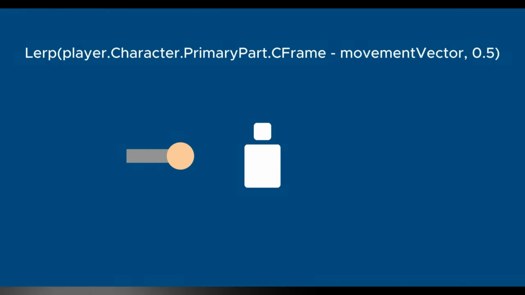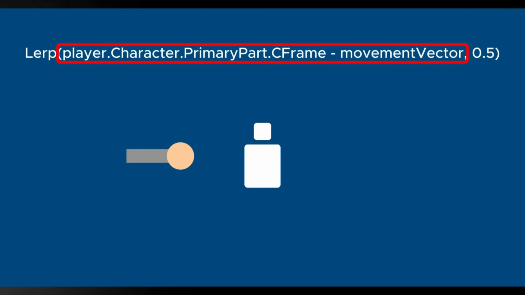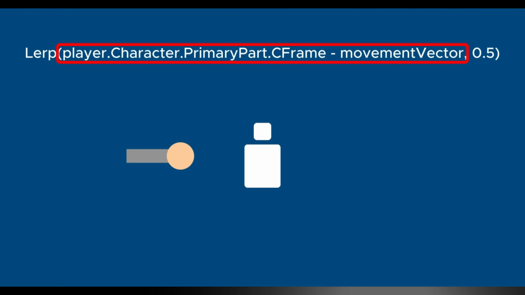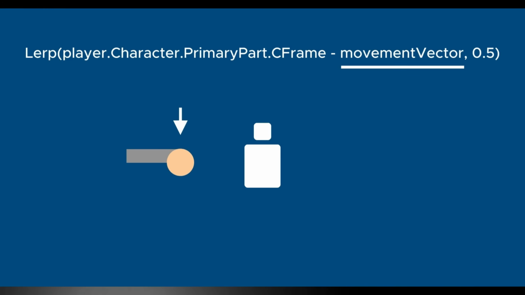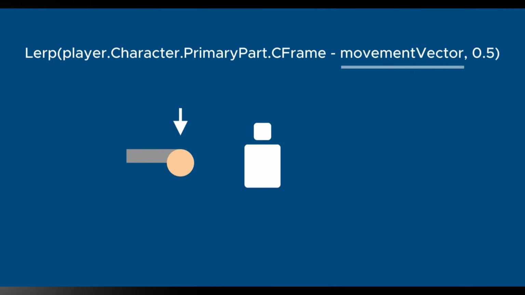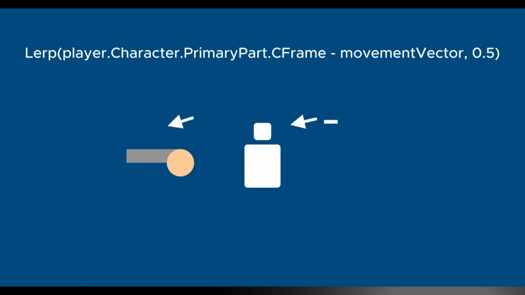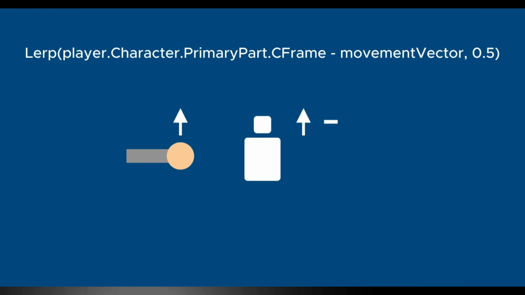In order for the character to move too, we'll manually position it by subtracting the current C-frame of the character, or the primary part, from the movement vector. The movement vector calculates the direction of the hand between the part that is being climbed on. Using subtraction, we reverse the direction. So, if the hand moves down, the character moves up, just like how vaulting works.